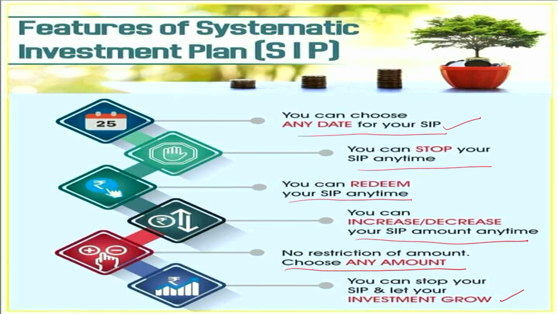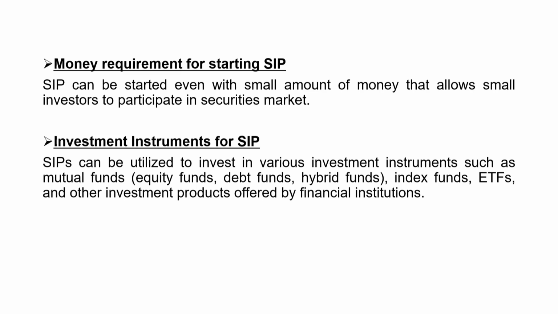Suppose that if you do not have a stable source of earning and you have previously invested into the SIP for 2 years, then now you can stop the contribution and you can let your money grow in the SIP plan. So with the help of compounding, your benefit will increase in the SIP. So the money required for starting the SIP may be a very small amount, which will also help the small investor to participate in the securities market, whereas the investment instrument for SIPs may be of different types such as equity fund, debt fund, hybrid fund, index fund, ETFs. Different kinds of mutual fund schemes focus on different financial instruments for providing diversification to their investors who have a small amount of money with them.